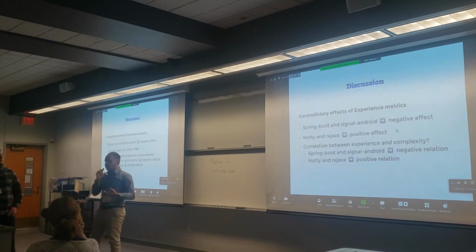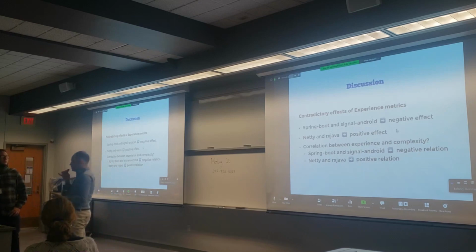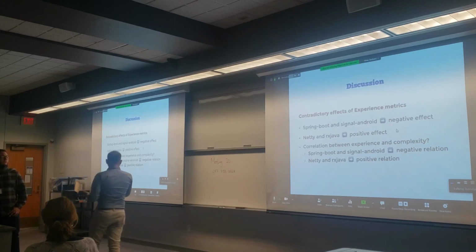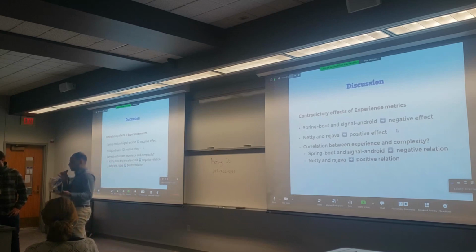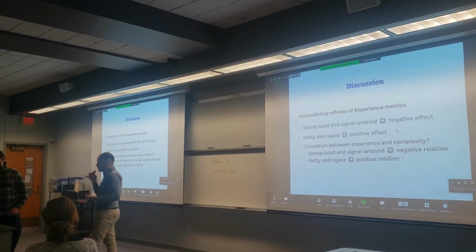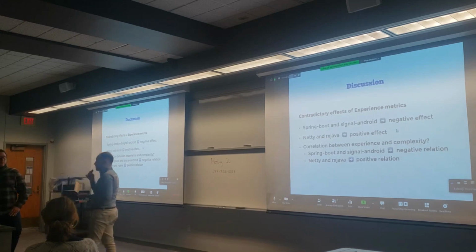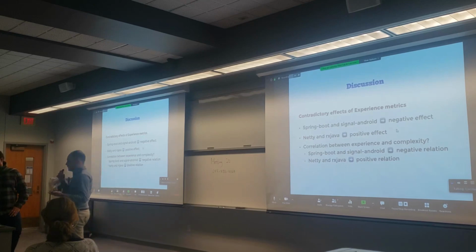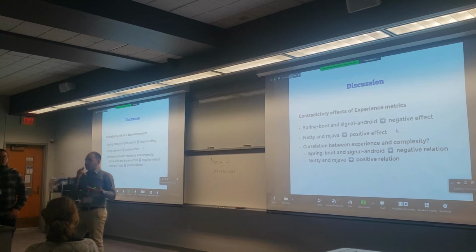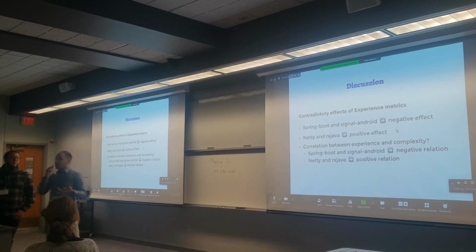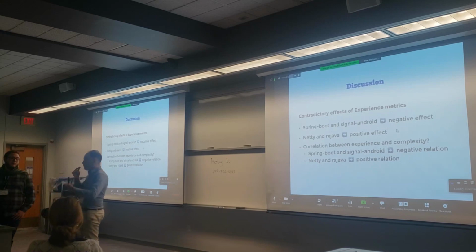So, after presenting the results of our analysis, we present some discussions that we found could be interesting. The first one is the contradictory effects of the experience metrics. The Spring Boot and the Signal Android projects showed a negative effect for these metrics, so they were negatively related to commit bugginess, while the NET and the Hack Java projects showed a positive effect. To try to clarify these contradictory results, we analyzed the correlation of these metrics with the complexity of the changes to see if there's a relation.